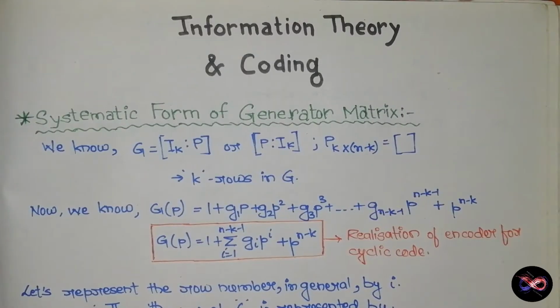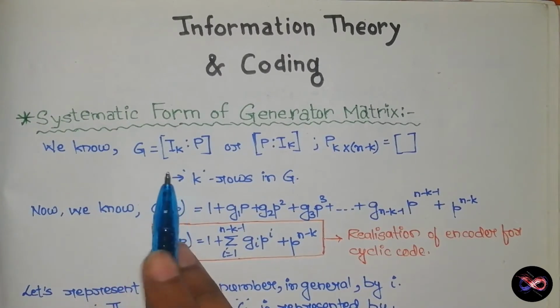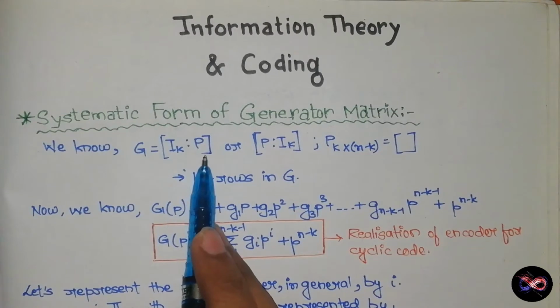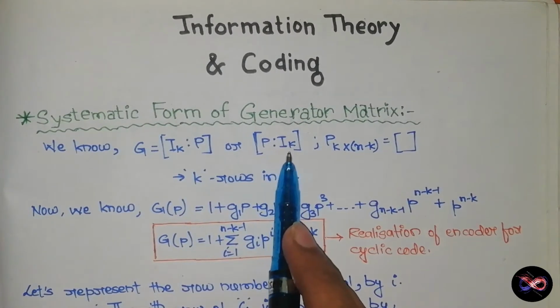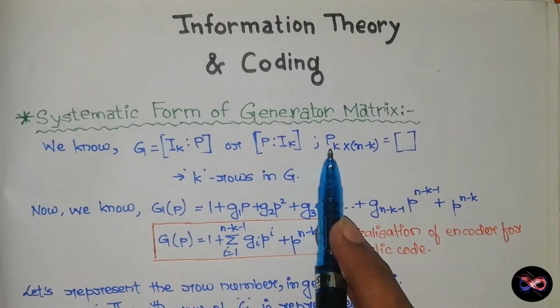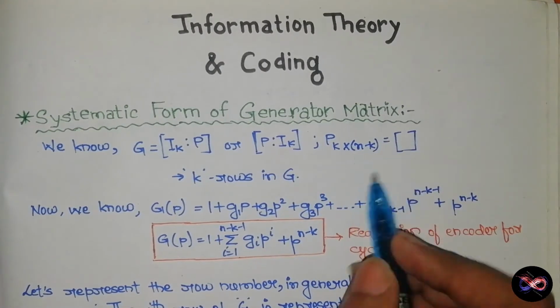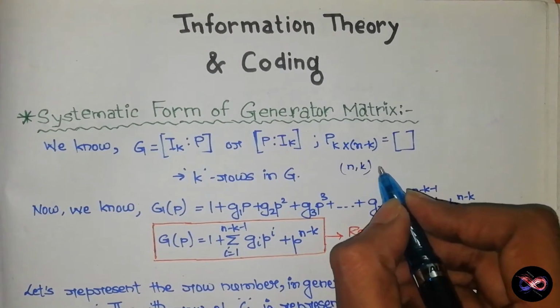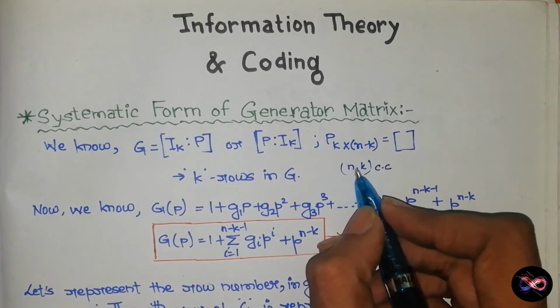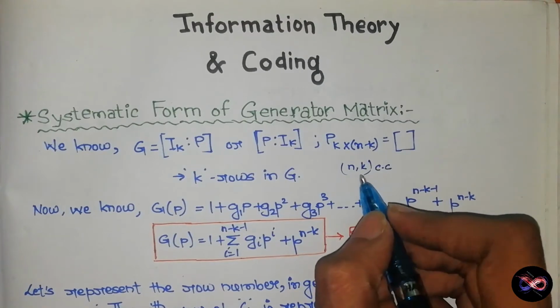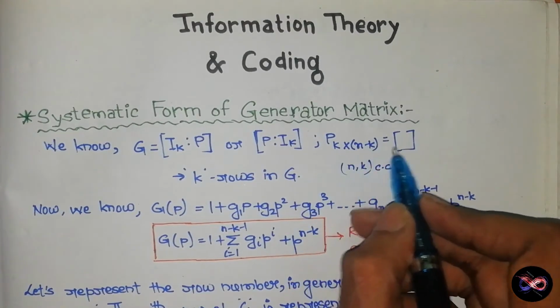Today we are going to focus on the systematic form of the generator matrix, and you already know how important the generator matrix is in respect of every code. We know that the generator matrix is of the form identity matrix and then the parity matrix, or the parity matrix first and then the identity matrix. And we also know that the parity matrix has a dimension of k into n minus k. That is, if I consider an (n, k) cyclic code, then n is the length of the code and k is the number of message bits. So it will be the dimension of k into n minus k.